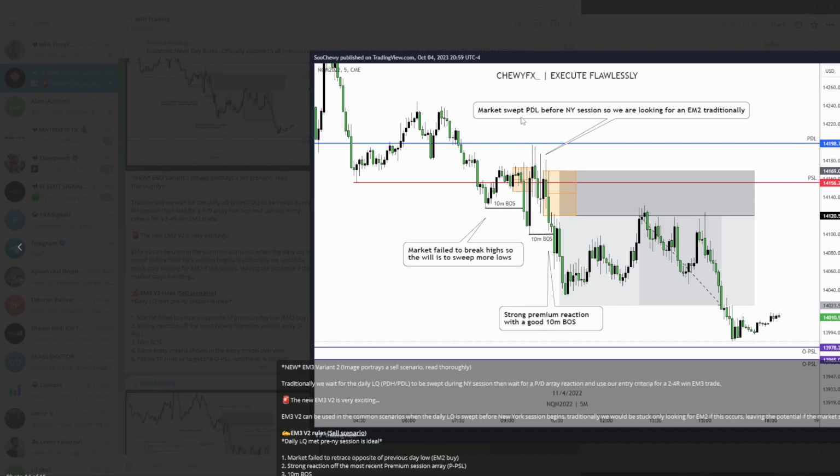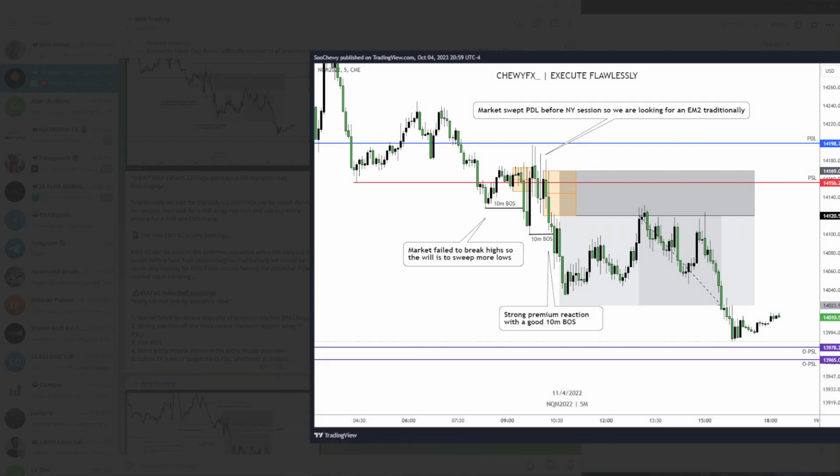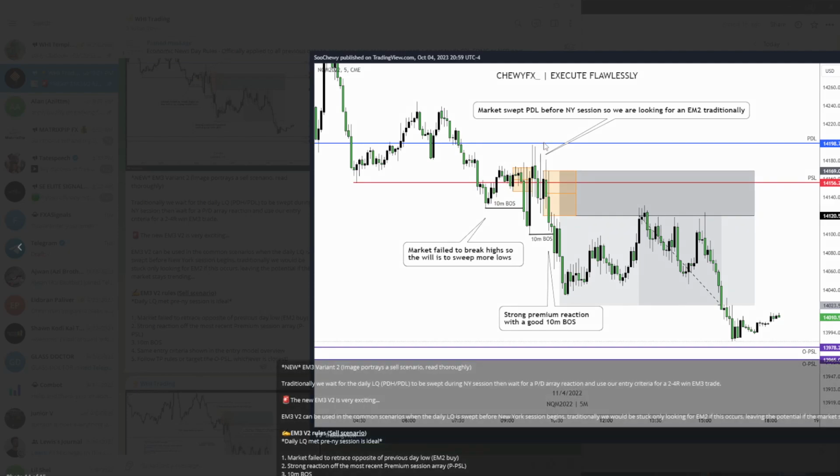However, with the EM3 V2, essentially what we're doing instead is that, let's say the market swept the previous day low before the New York session started. So traditionally, we would be looking for an EM2, like an EM2 buy. And if you don't know what I'm talking about, go watch the entry model overview video. There you'll understand the models that we have here. So anyways, for EM3 V2, the market already swept the previous day low in this scenario.